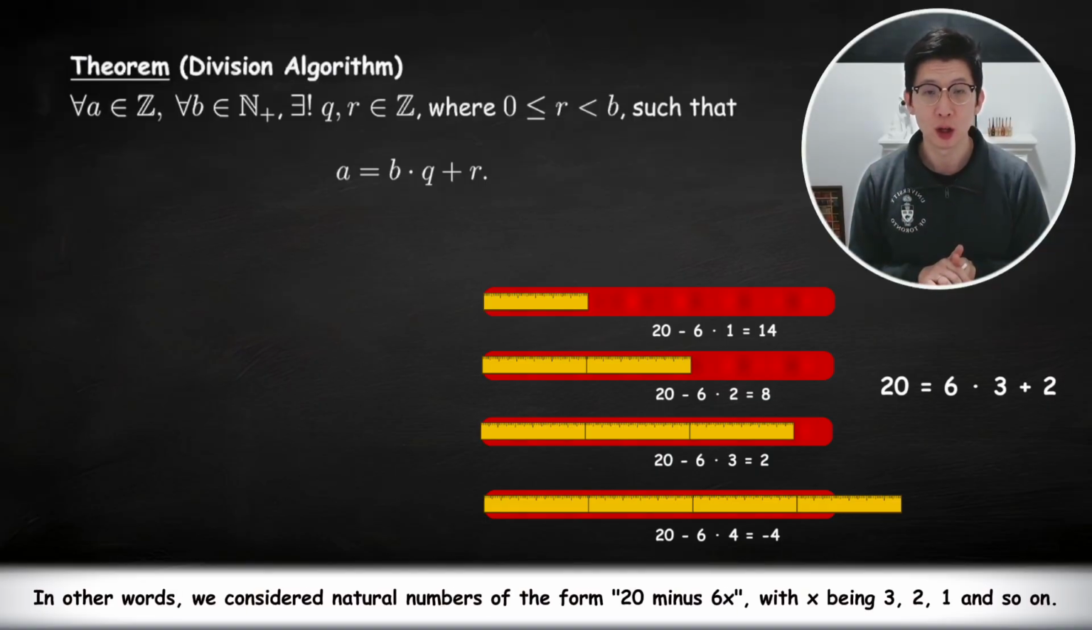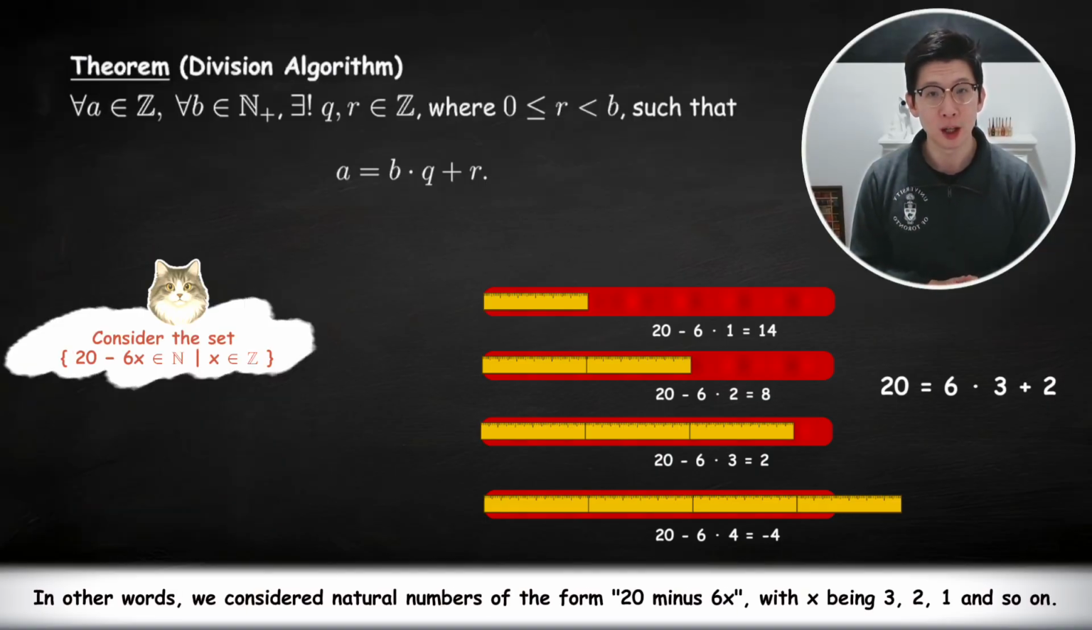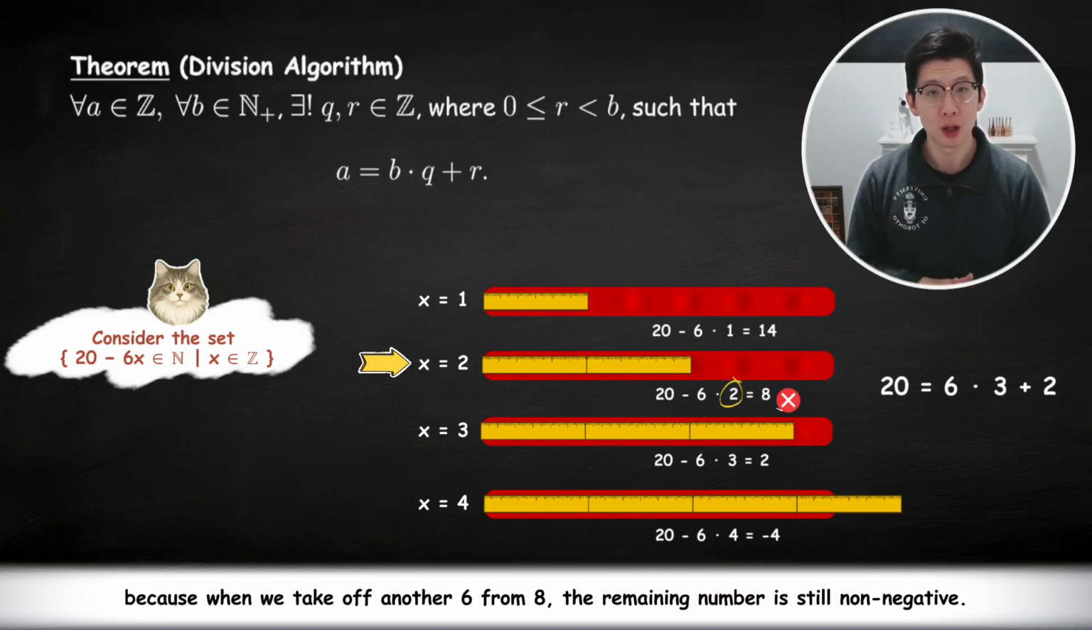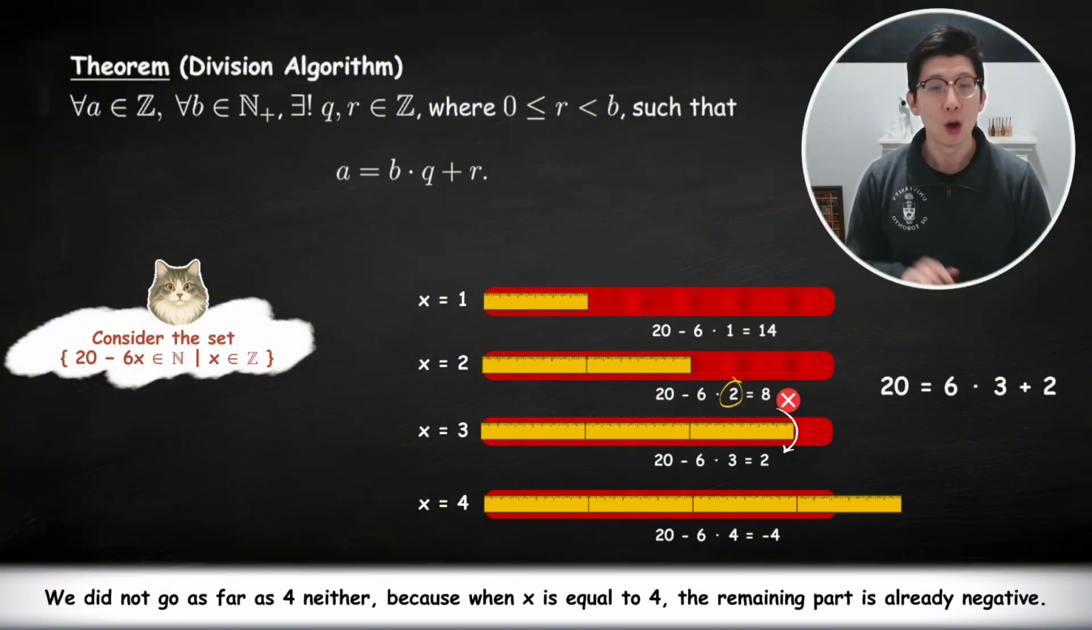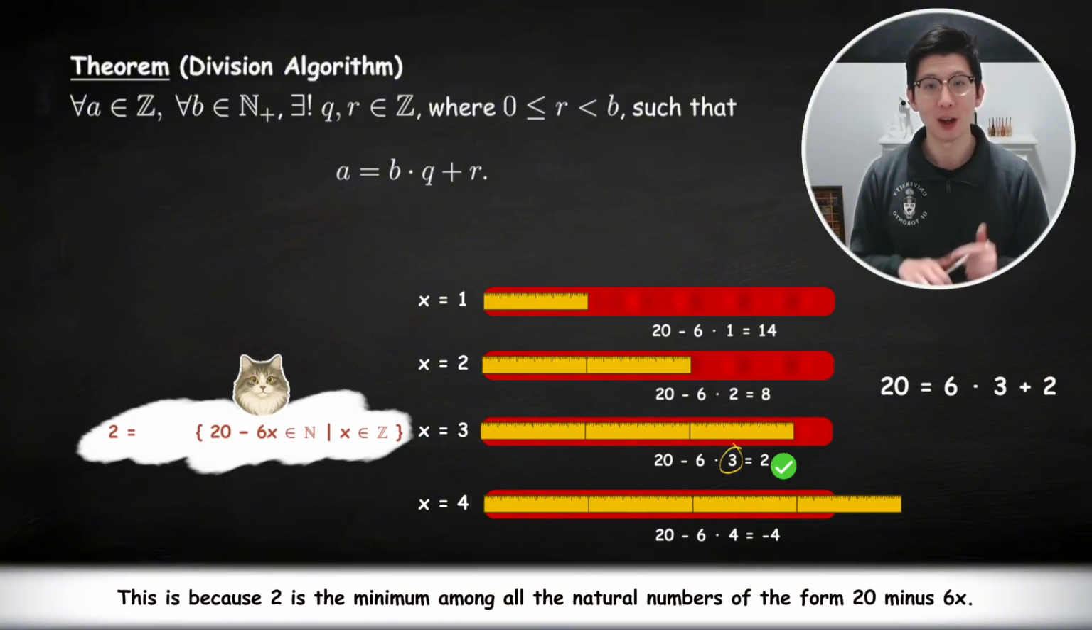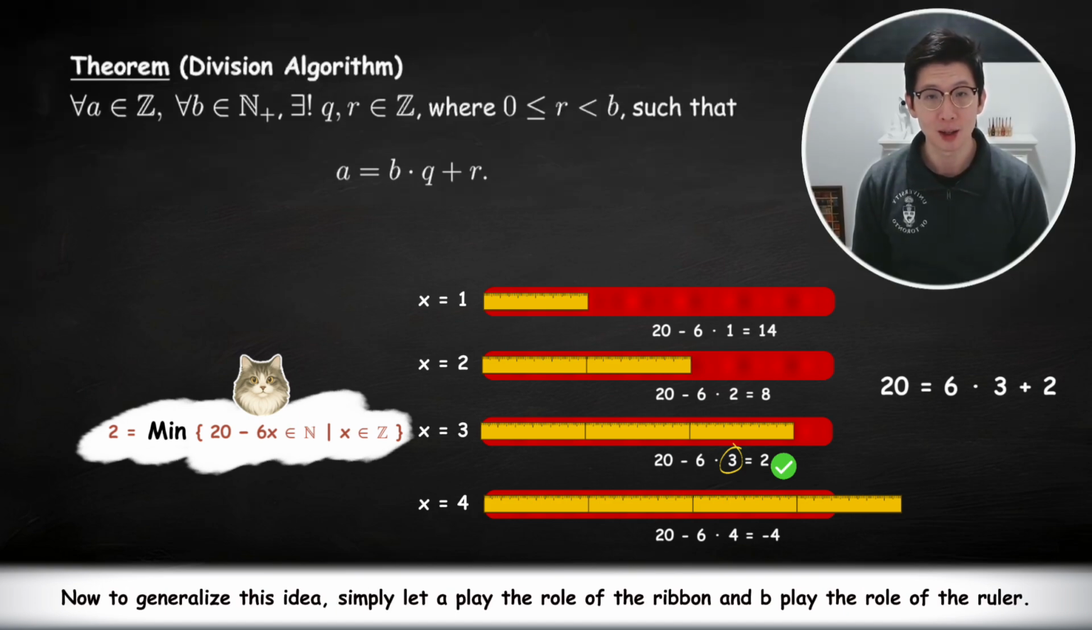In other words, we considered natural numbers of the form 20 minus 6x, with x being 3, 2, 1, and so on. We did not stop as early as 2, because when we take off another 6 from 8, the remaining number is still non-negative. We did not go as far as 4 either, because when x is equal to 4, the remaining part is already negative. Now, it is clear why we stop at 3. This is because 2 is the minimum among all the natural numbers of the form 20 minus 6x.